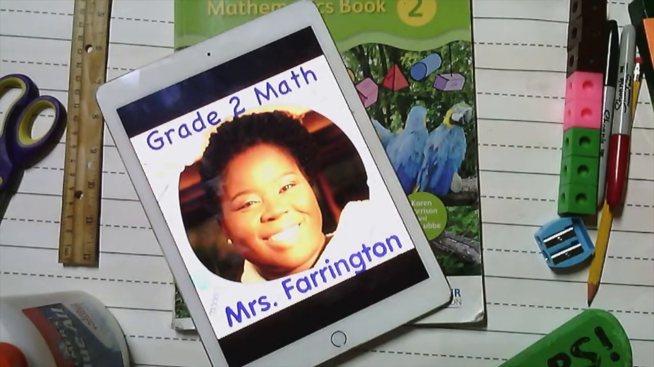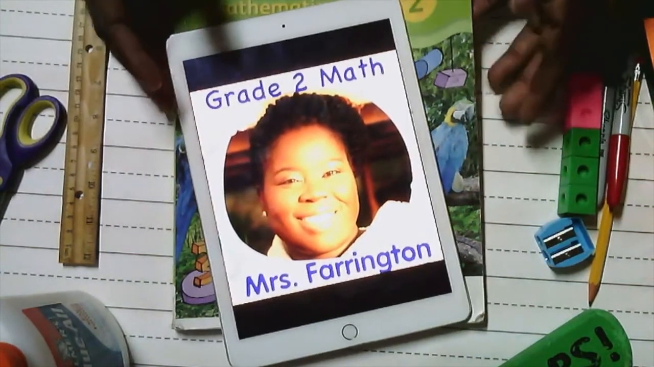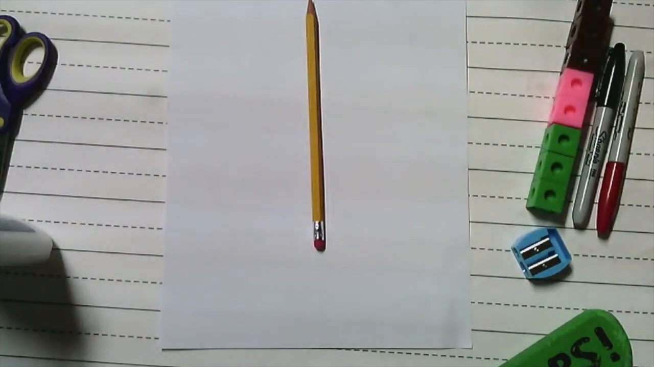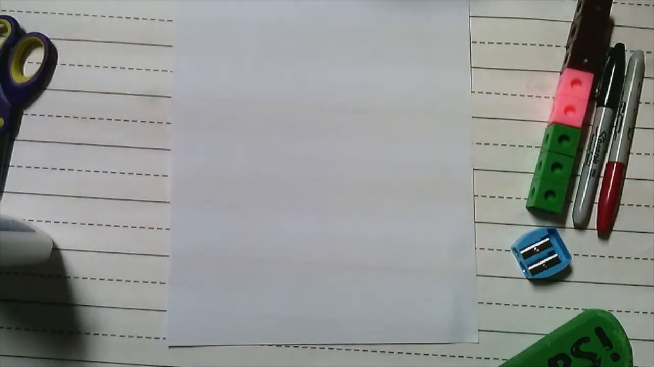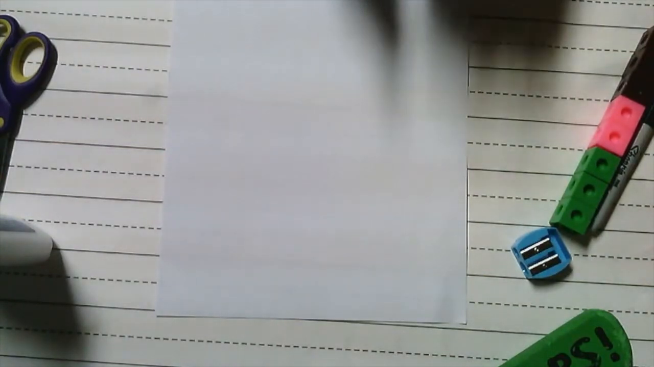Hi, welcome to Grade 2 Math with Mrs. Farrington. That's me right there. And today we're going to be looking at fractions. We're going to be talking about fractions. And I'm going to start with a story about 2 friends. And these friends are Lene and Kalika. They're very, very good friends.